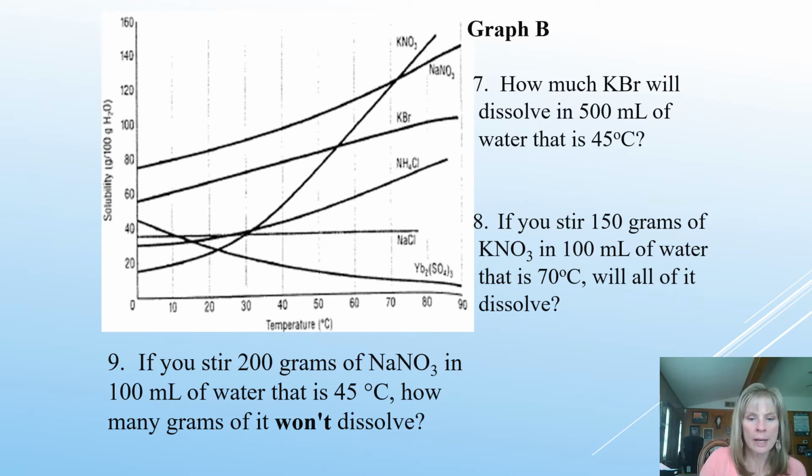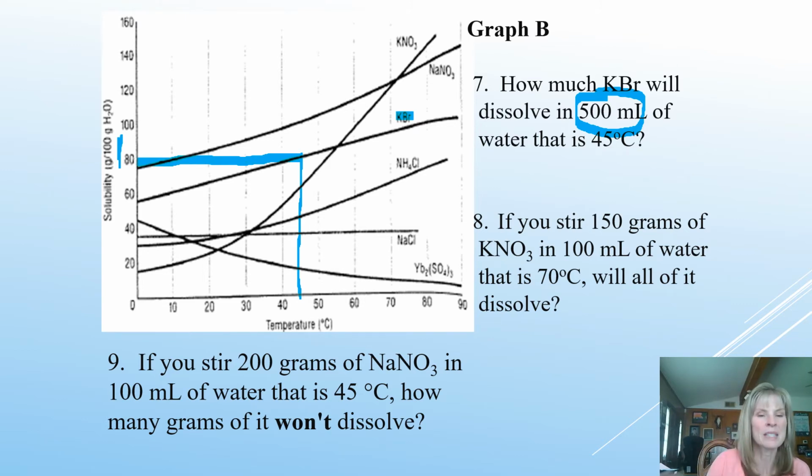Okay, so next graph. Pick a different color. Pick blue. How much potassium bromide will dissolve in 500 milliliters of water at 45 degrees C? Okay, see, you got 100 grams of water, which is 100 milliliters of water, but now we're asking about how much will dissolve in 500 milliliters of water at 45 degrees. So we find our potassium bromide right there. There's my line for potassium bromide, and there is about 45 degrees. Okay, at 45 degrees, somewhere in the neighborhood of probably 79 to 80 grams is dissolved.